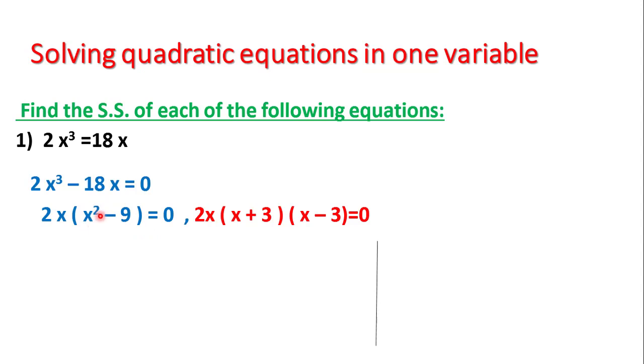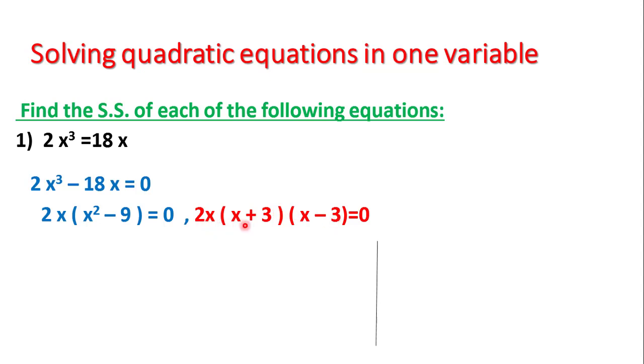I have here x power 2 minus 9. X power 2 is a perfect square. 9 is a perfect square. So we can factorize this binomial as summation times difference. This is the difference between two squares. We studied how to factorize the difference between two squares. You can revise factorizing the difference between two squares. It will be the summation times difference. I'll take the root, so it will be x plus 3 times x minus 3.